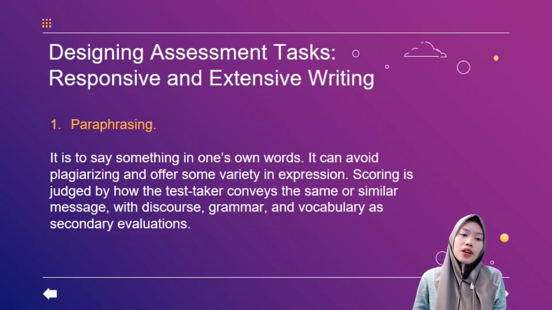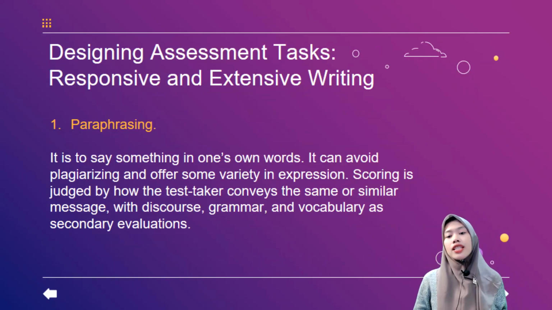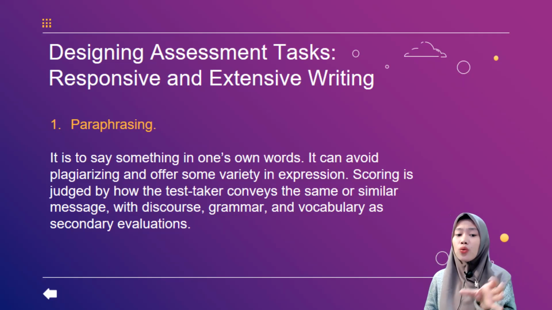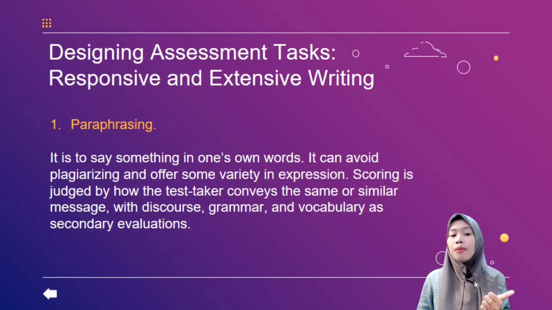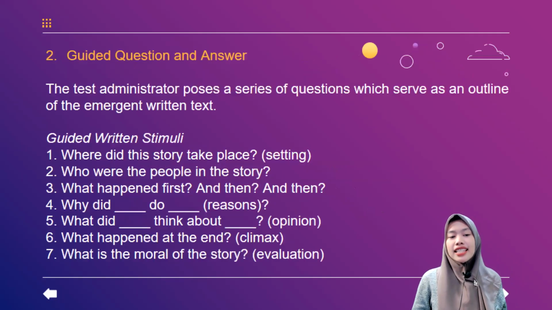Okay, the first is paraphrasing. It is to say something in one's own words. It can avoid plagiarizing and offer variety in expression. Scoring is judged by how the test taker conveys the same or similar message, with grammar and vocabulary as secondary evaluation. And then the second is guided question and answer.